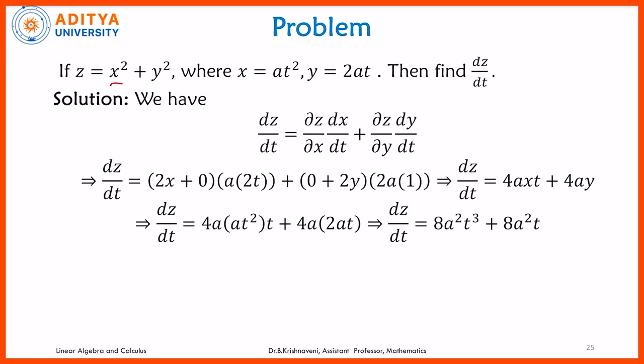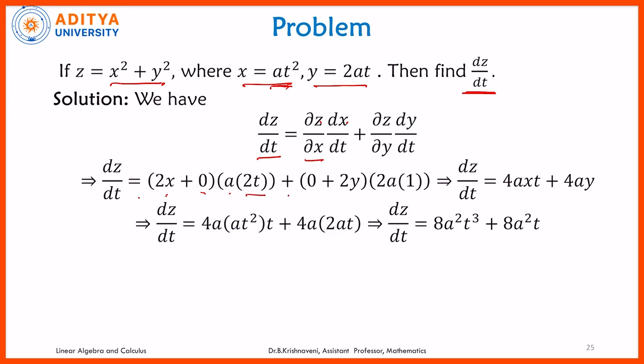If z is equal to x square plus y square, where x is equal to at square, y is equal to 2at, then find dz/dt. And we know that dz/dt is equal to ∂z/∂x dx/dt plus ∂z/∂y into dy/dt. First find dz/dt is equal to ∂z/∂x. z is x square plus y square, with respect to x is 2x, y square is 0, into x is at square, dx/dt gives a into 2t.